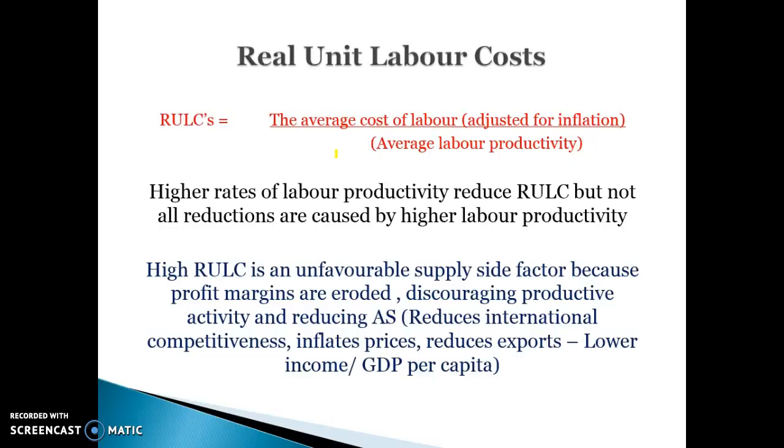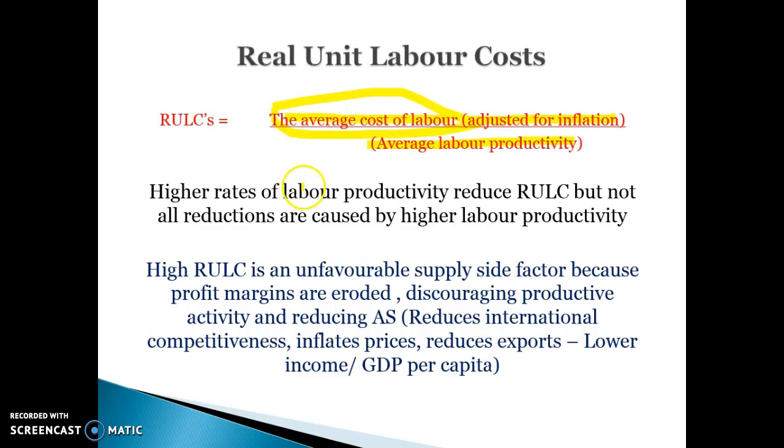Real unit labour costs is exactly the same as unit labour costs, but it takes into account the impacts of inflation. So it's the average cost of labour adjusted for inflation divided by average labour productivity. Generally, real unit labour costs will go up at a smaller rate than unit labour costs because we're adjusting for inflation, so this figure is going to be lower because we take out the impacts of inflation. If inflation grew by 2%, we would take out that 2% increase just to see if the average cost of labour is increasing in real terms.